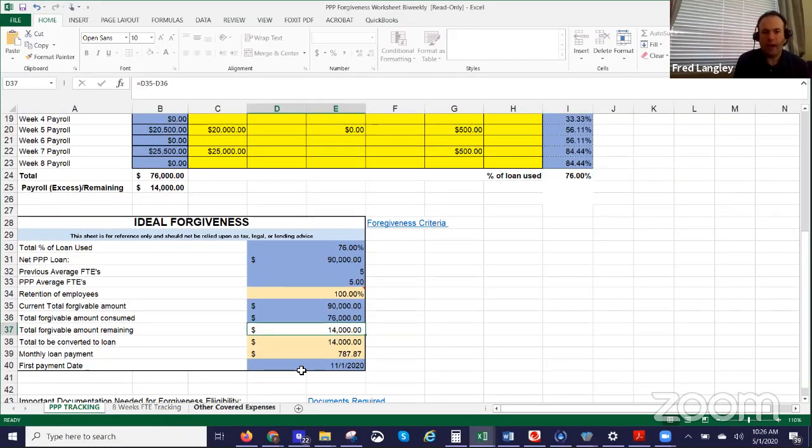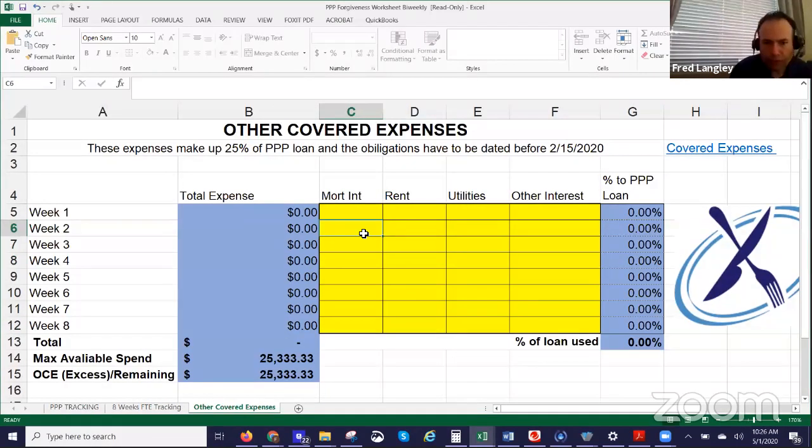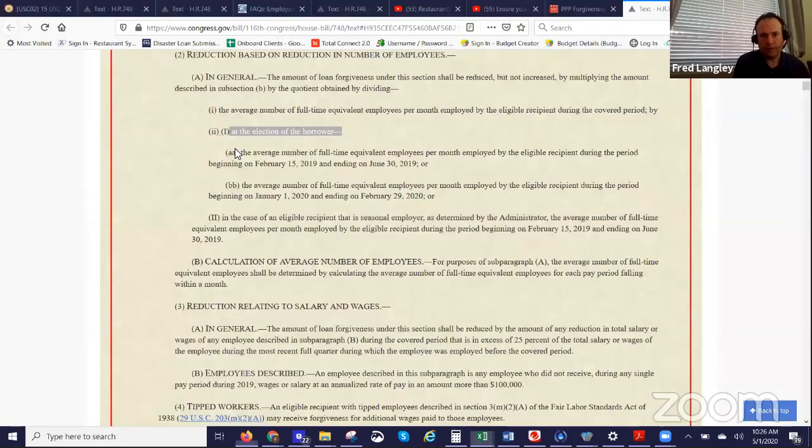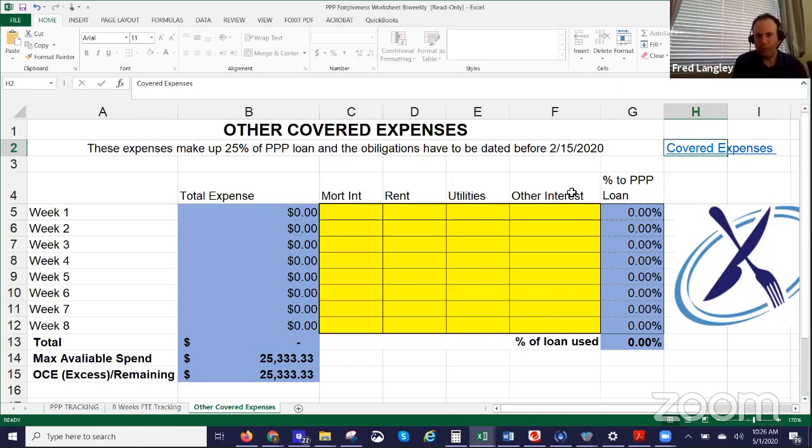Well, now I can go to my other covered expenses, okay? And this is really important. This column here, these are the 4 things that are here, and then we have the covered expenses. If you click this, it's going to give you the bill. I'm not going to wait for it to load. It takes a little bit, but it's going to give you the bill and explain within the actual bill that these are the covered expenses.